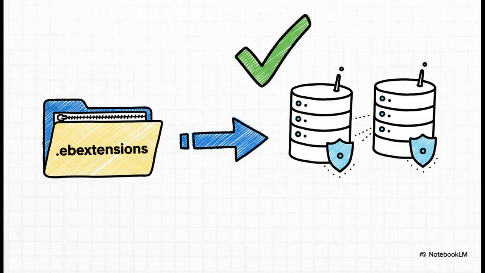Exactly right. .ebextensions. You would just add a simple configuration file into your source code with a command to install that agent, and from that point on, every single instance Elastic Beanstalk ever creates for this application will automatically have it. And that perfectly shows the power of Elastic Beanstalk.